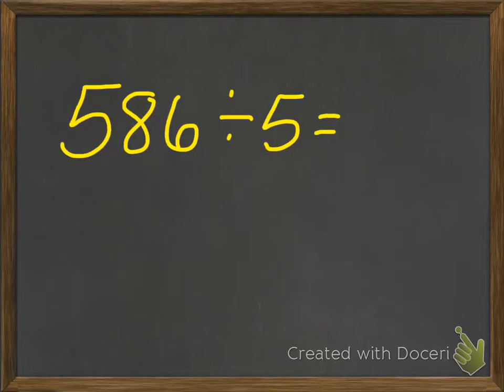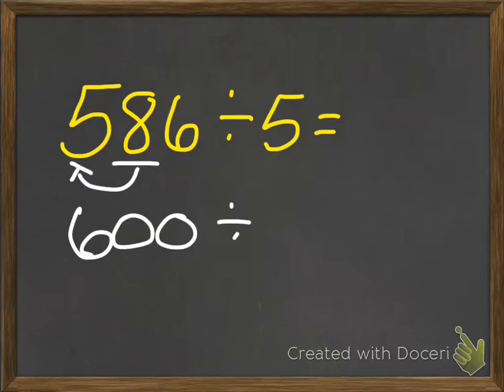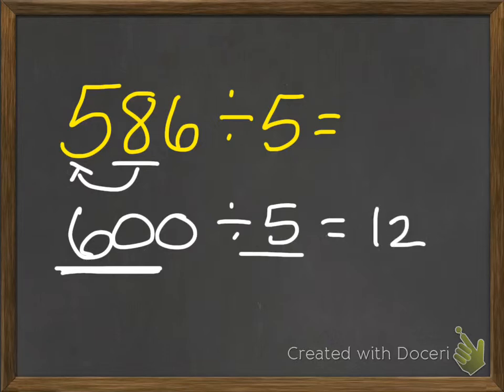Let's try another one. 586 divided by 5. I'm going to round that up to about 600 and have that divided by 5. Underline the numbers that aren't 0 first. 6 divided by 5. Ooh, don't know that. Let's try 60 divided by 5. Ooh, I know 60 divided by 5 is 12. And then tack on a 0, and I get 120.